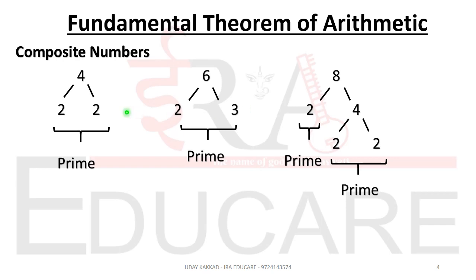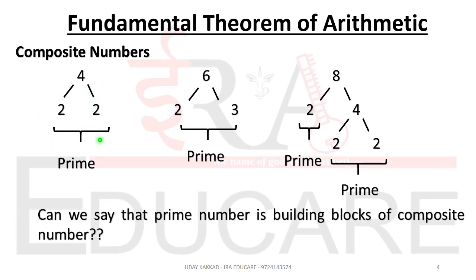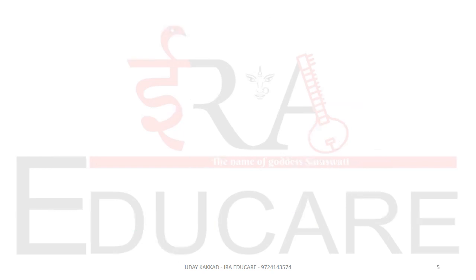So in the leaves of the factor tree you always get prime numbers, right? And these are the product. So can I say that a composite number is the product of prime numbers? Can we say that a prime number is the building block of a composite number? By multiplying the prime numbers, you get the composite numbers. So the answer is a big yes. You can say that a prime number is the building block of a composite number, and the product of prime numbers always gives you a composite number.